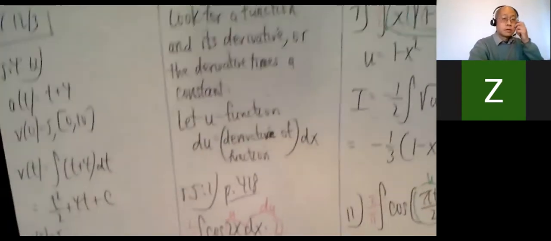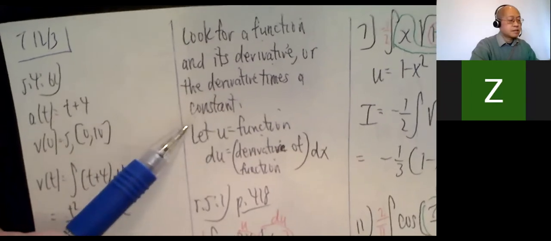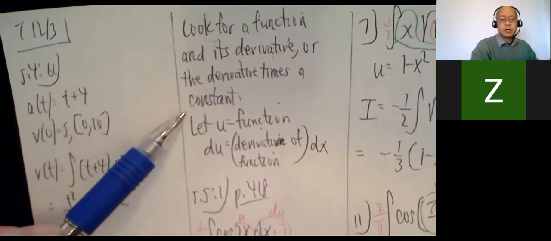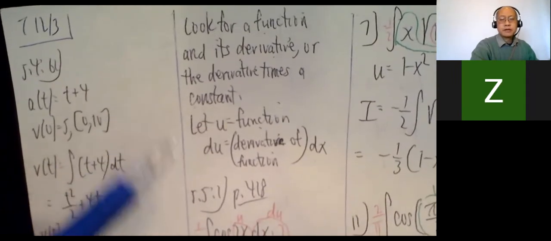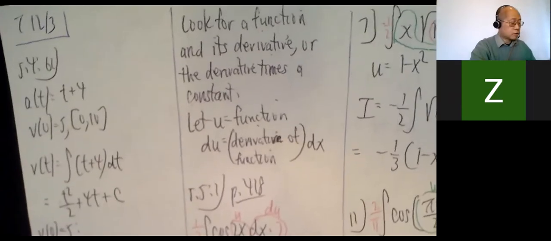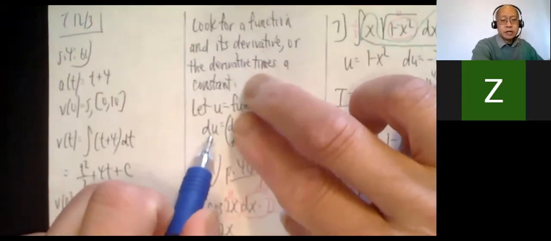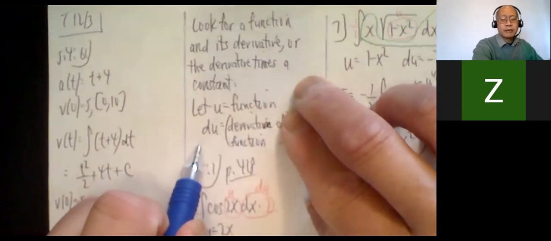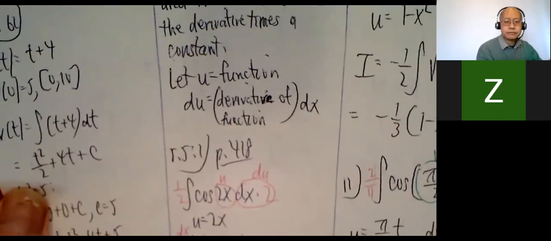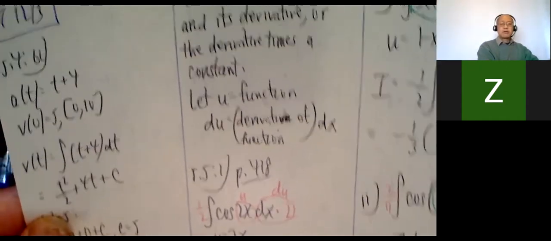Here's the principle. In an integration problem, look for a function and its derivative, or the derivative times a constant. Then the rule is let u be equal to the function. Du is the derivative of the function dx. And we've actually seen that notation before when doing differentials. You might recall we did differentials a while back. One way to think of this is, suppose I wrote du dx, the Leibniz notation, that's a symbol for derivative, right? If I multiply both sides by dx, it looks like this. Du equals the derivative of the function dx. And all of this is just fuzzy right now, but hopefully as I do more and more problems, you'll understand what it's talking about.